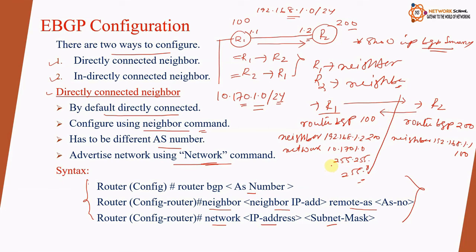For now, just remember that we use the neighbor command to make a neighborship between two devices, and we use the network command when we advertise a network from one neighbor to another. And if we use the command show ip bgp summary, it will show us the neighborship information along with the uptime, which means since how long the neighbor has been up.